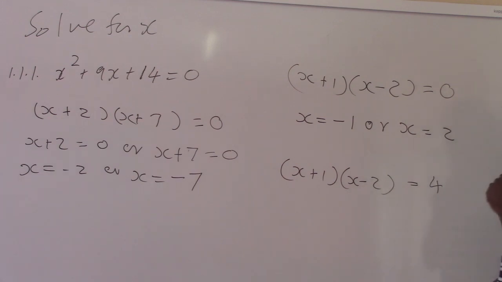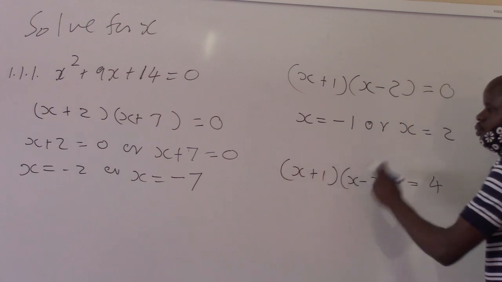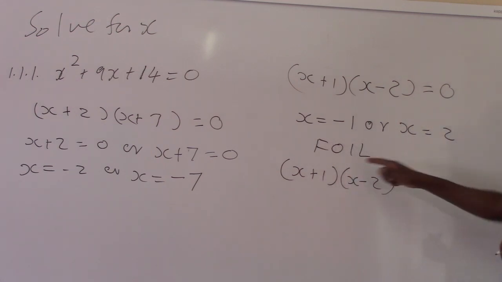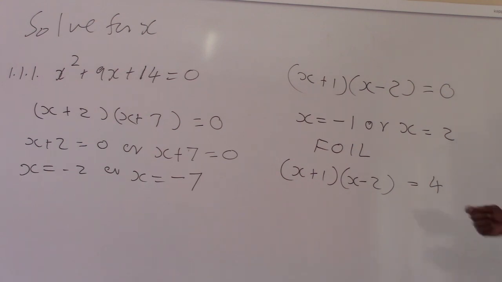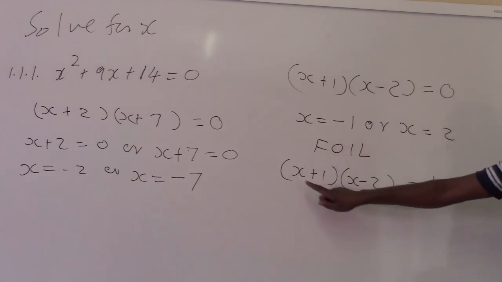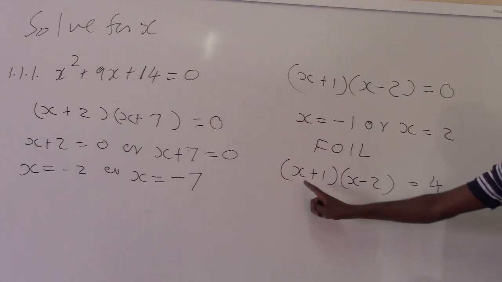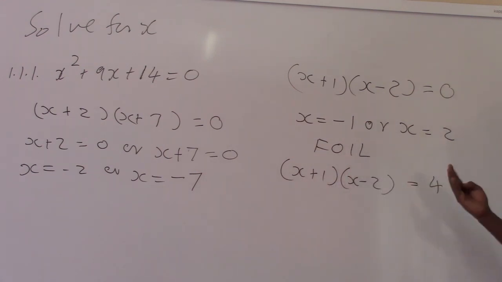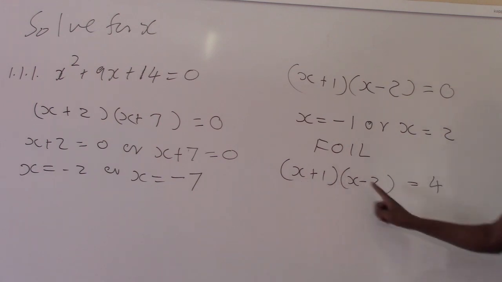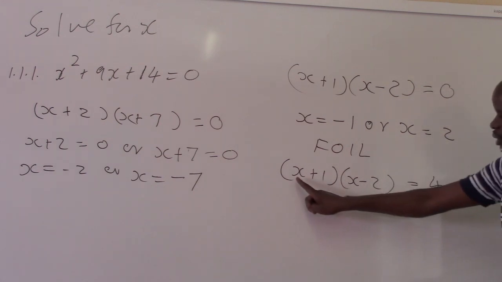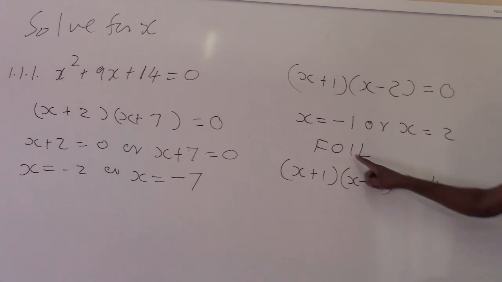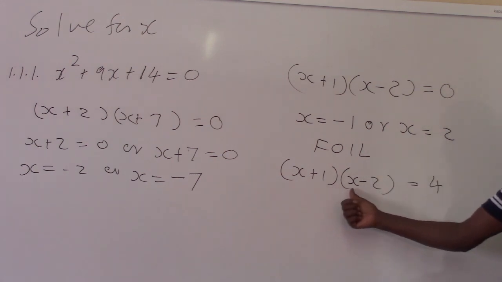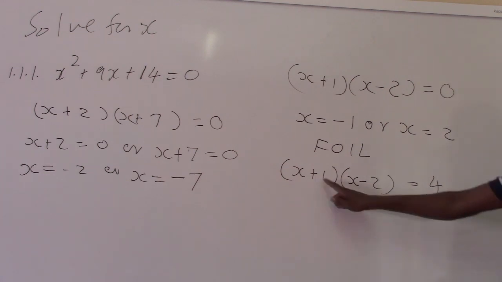So where are the marks coming from? With this one we use what we call the FOIL method. This one is not a rule, it's just a method. FOIL: F for first, meaning the first term in the first bracket and the first term in the second bracket; O for outer, the outer terms, whereby we are talking about the x and the -2; and then I for inner, the inner terms in the first and second bracket, which are 1 and x.